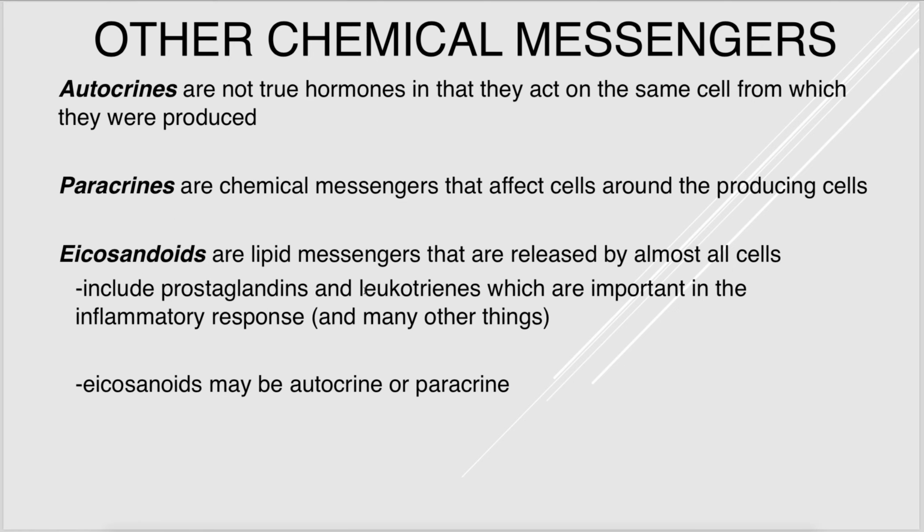And then autocrines, paracrines, eicosanoids. We've talked about autocrines and paracrines before. Autocrines are chemical messengers that act on the same cell that produced the chemical messenger. Really, they're mostly important in the immune system. Paracrines are going to affect nearby cells. And then the eicosanoids are produced by lots and lots of cells. These are things like inflammatory molecules such as leukotrienes and prostaglandins.